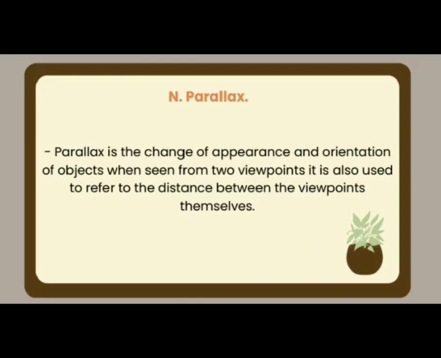Parallax. Parallax is the change of appearance and orientation of objects when seen from two viewpoints. It is also used to refer to the distance between the viewpoints themselves.